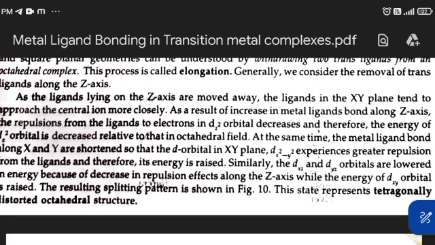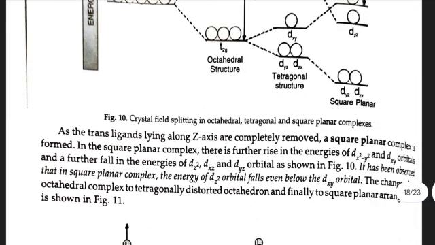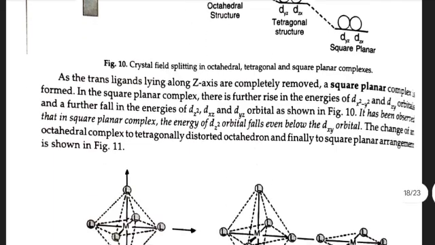This state represents a tetragonally distorted octahedral structure. When the trans ligands lying along the z-axis are completely removed, a square planar complex is formed. In the square planar complex, there is a further rise in the energy of the dx square minus y square and dxy orbitals, and a further fall in the energies of the dz square, dxz and dyz orbitals. It has been observed that in a square planar complex, the energy of the dz square orbital falls even below the dxy orbital. The change of an octahedral complex to a tetragonally distorted octahedral, and finally to a square planar arrangement.